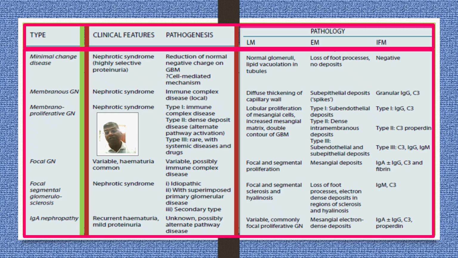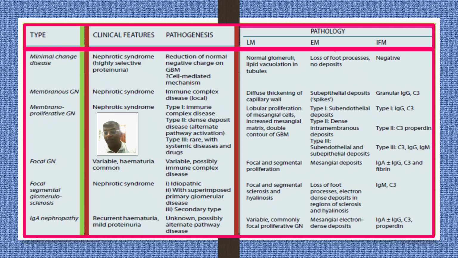So as there are MPGN type 1, type 2, type 3, the deposits on electron microscopy will be, in type 1, subendothelial. Remember, there will be no deposits, only loss of foot processes in minimal change disease, and there are spikes because of the subepithelial deposits in membranous glomerulonephritis. Whereas in membranoproliferative glomerulonephritis type 1, it is subendothelial. Type 2 is dense intramembranous deposits. Type 3 is both subendothelial and subepithelial deposits.